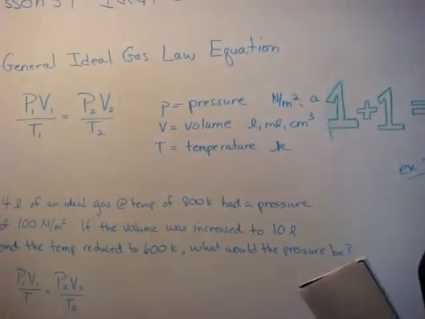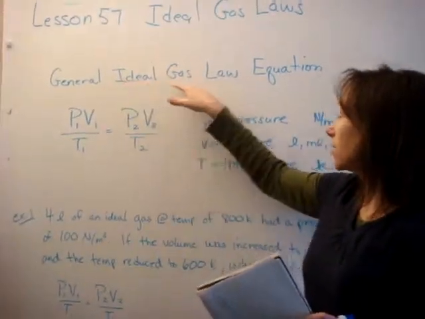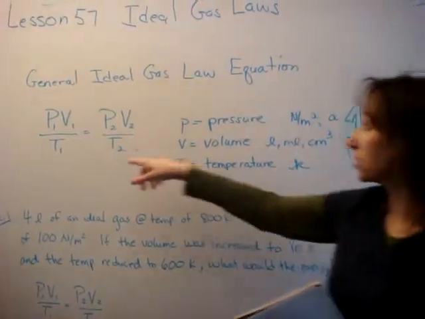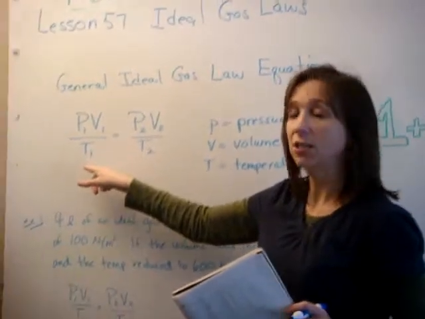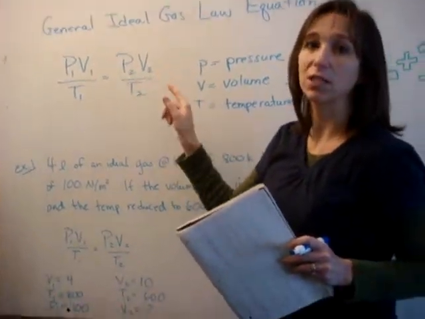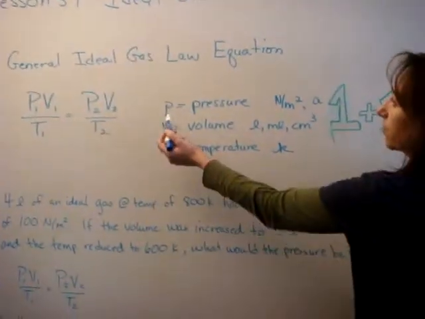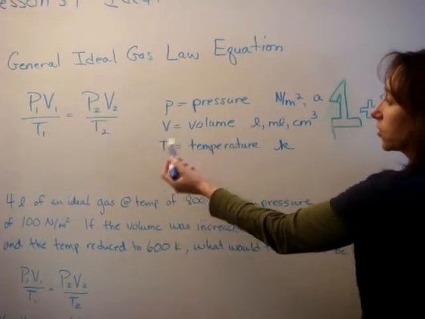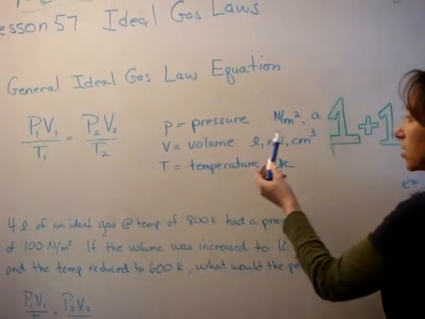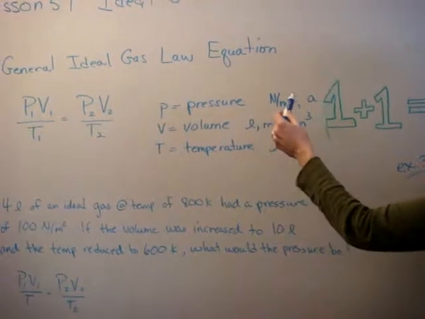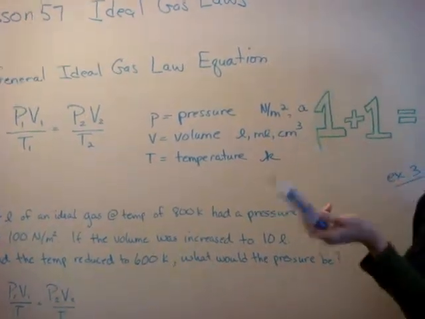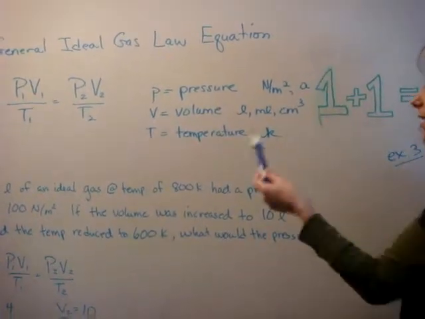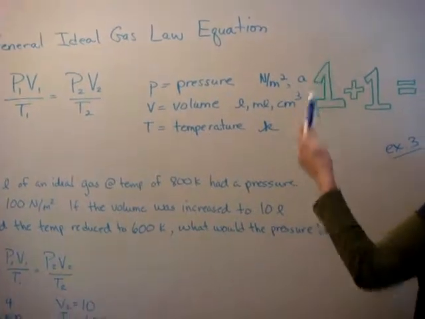We're going to use ratio problems and we're going to use the general ideal gas law equation, which is right here: P1V1 over T1 equals P2V2 over T2. P stands for pressure, V stands for volume, T stands for temperature. Pressure is measured either in newtons per meter seconds, which you won't understand yet, so just use it, and A is for atmosphere. So pressure can be either of these ways.